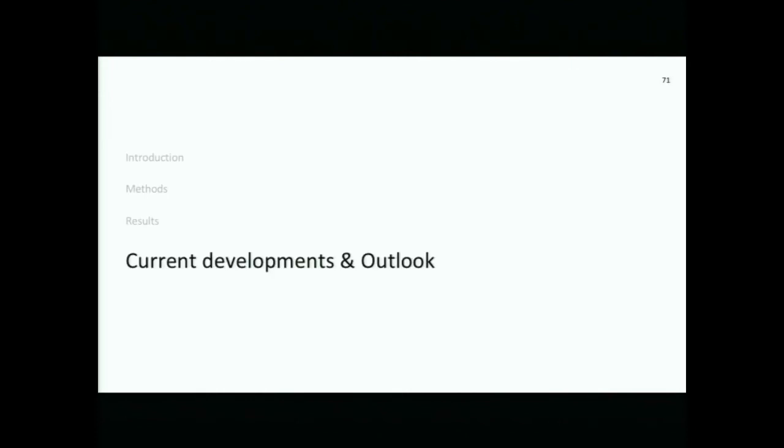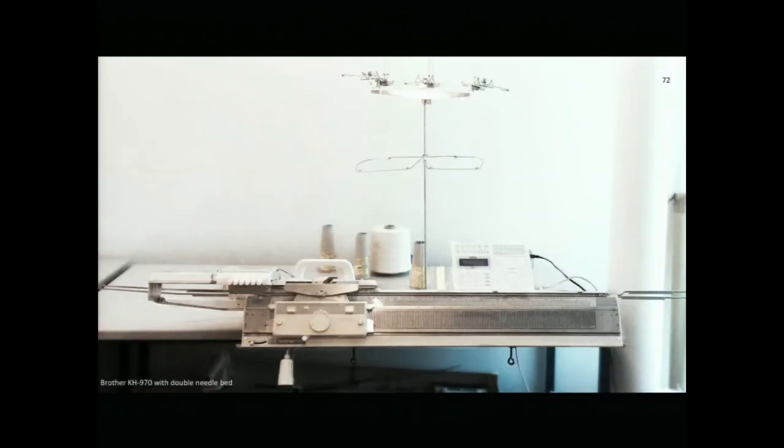So finally, I would like to give you an overview of the current developments and the outlook. For the fabrication process currently, the node has been done on this electronic knitting machine, which is a Brother KH970, and it is a small-scale, more or less hobbyist machine.